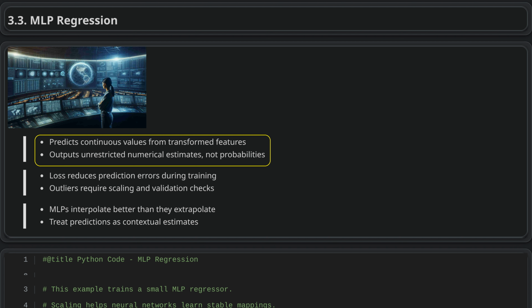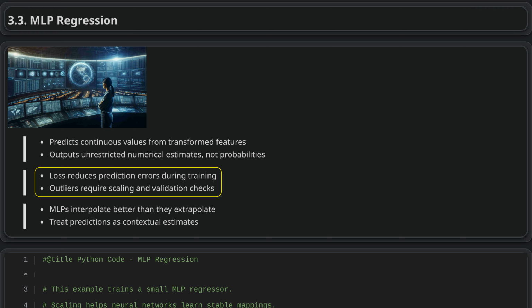In an MLP regressor, the loss function guides learning by measuring how far predictions are from the true target values and adjusting weights to reduce that error. Predictions close to the target are penalized less than large mistakes, so outliers can strongly affect training.